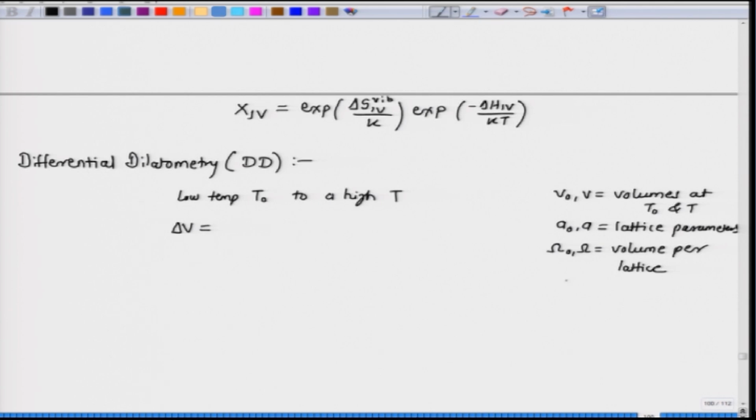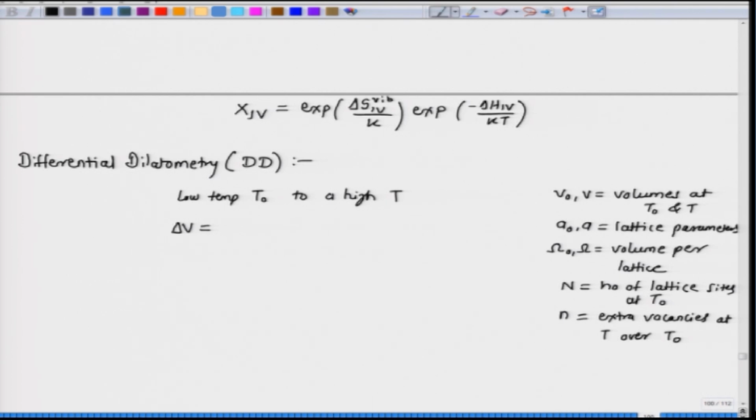And let us suppose at T0 there were big N number of lattice sites, and as we heated to T, because of the extra vacancies which have to be created to maintain the equilibrium vacancy concentration at T, there are n vacancies which have been added. So, small n is the extra vacancies at T over those at T0.